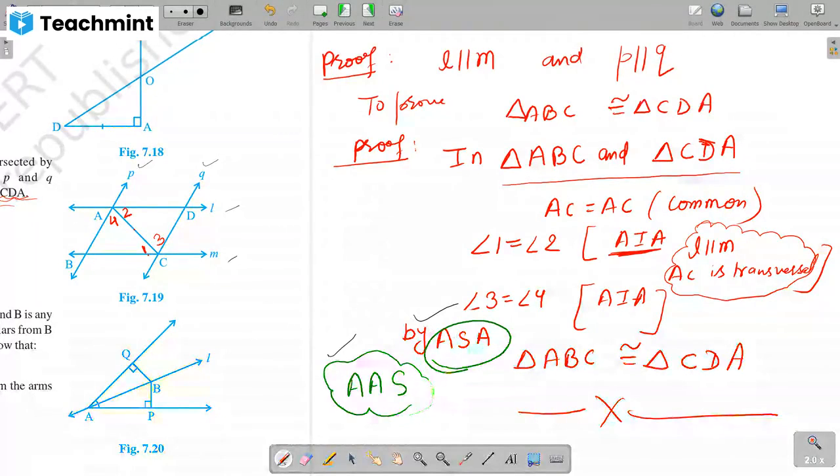Yes, please ask your doubt. Is AC the transversal of only L and M, or of P and Q also? AC.